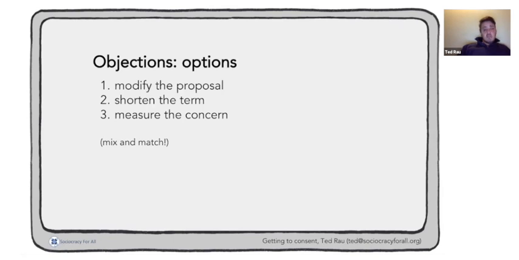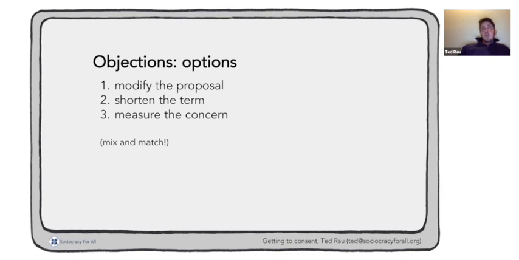2 months is too long? 4 weeks. And I've resolved many objections like that. And honestly, some of them turned out to be very valid, and we were all glad that we shortened the term and caught it early.